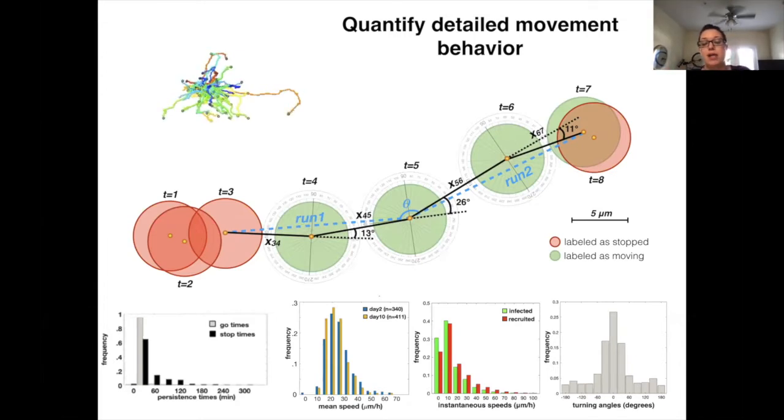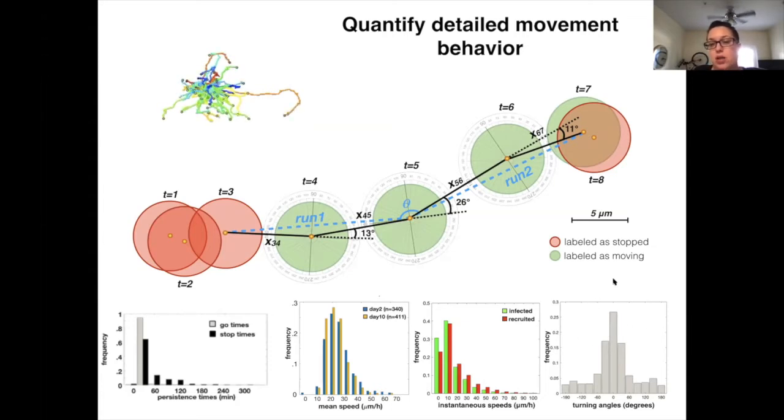Doing that, we can find in this graph here that there's a variety of speeds. If we just quantify how fast they're moving when they're moving, we see this variety of speeds. That's the mean over the whole time, while this graph over here is showing the infected and recruited cells. This is the instantaneous speed, so how fast they're moving for each run, and then the turning angles that we've got here.